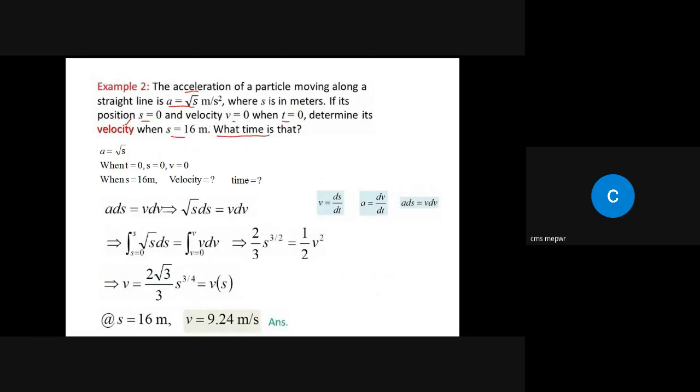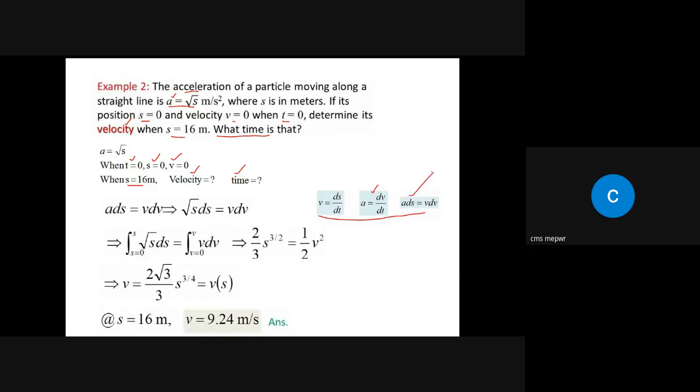In other words, the initial condition given is that at t is equal to 0, s and velocity are also 0. When s is equal to 16 meters, you need to find out the velocity, and at what time s can be 16 meters. So you need to find out the velocity and time. We have three basic kinematic equations. Remember, we have a is equal to square root s. We either need to use this equation or this equation.